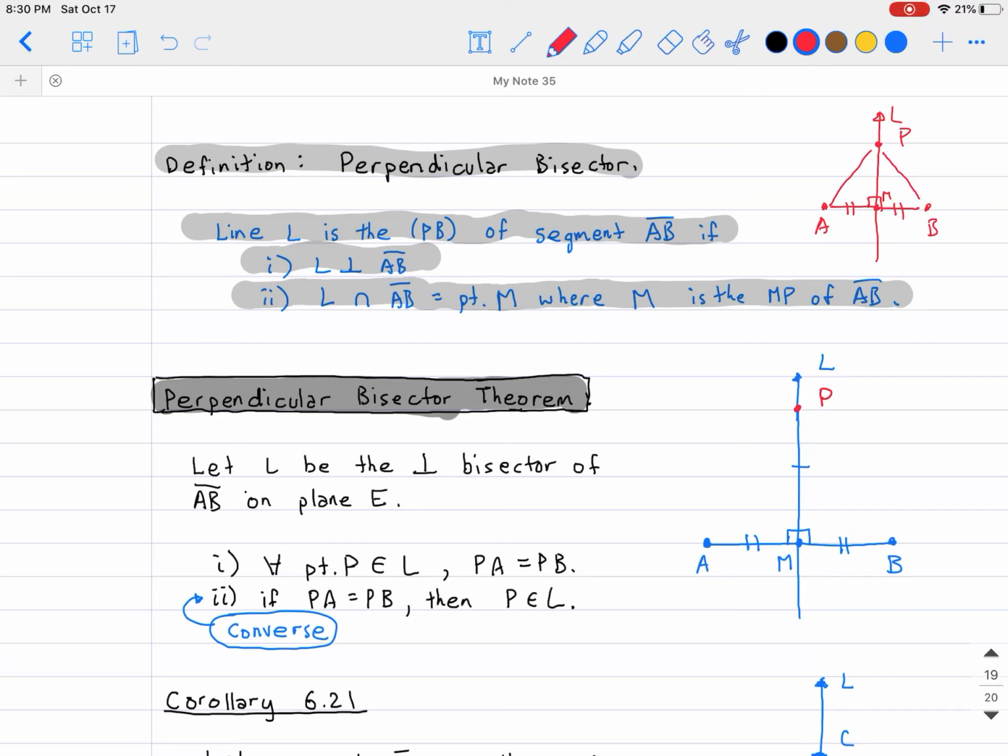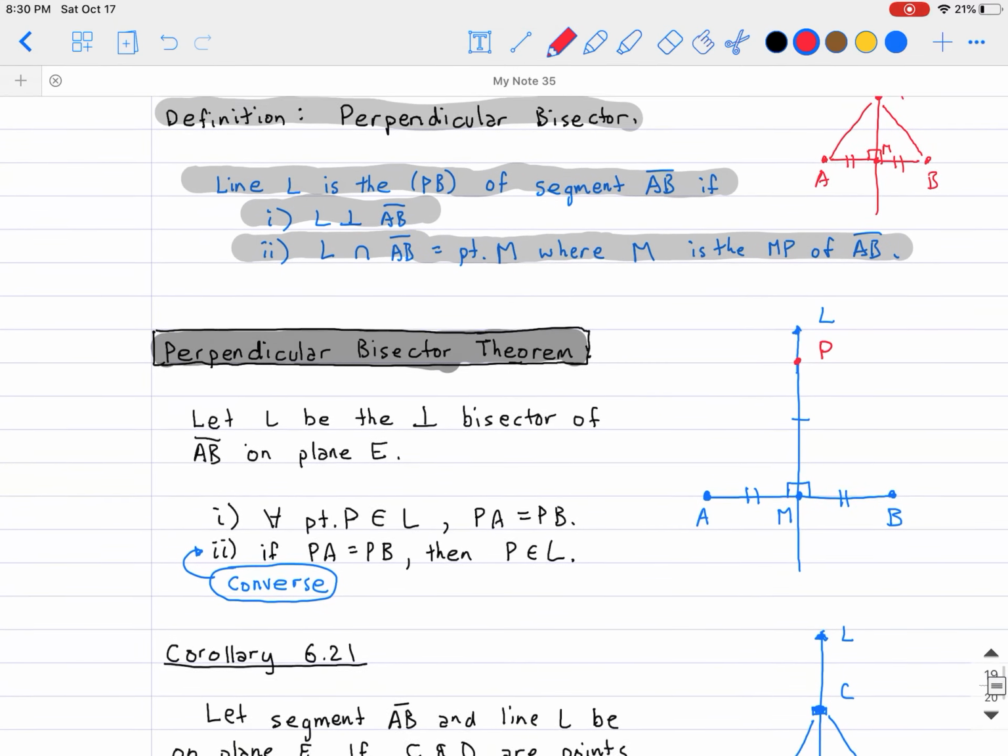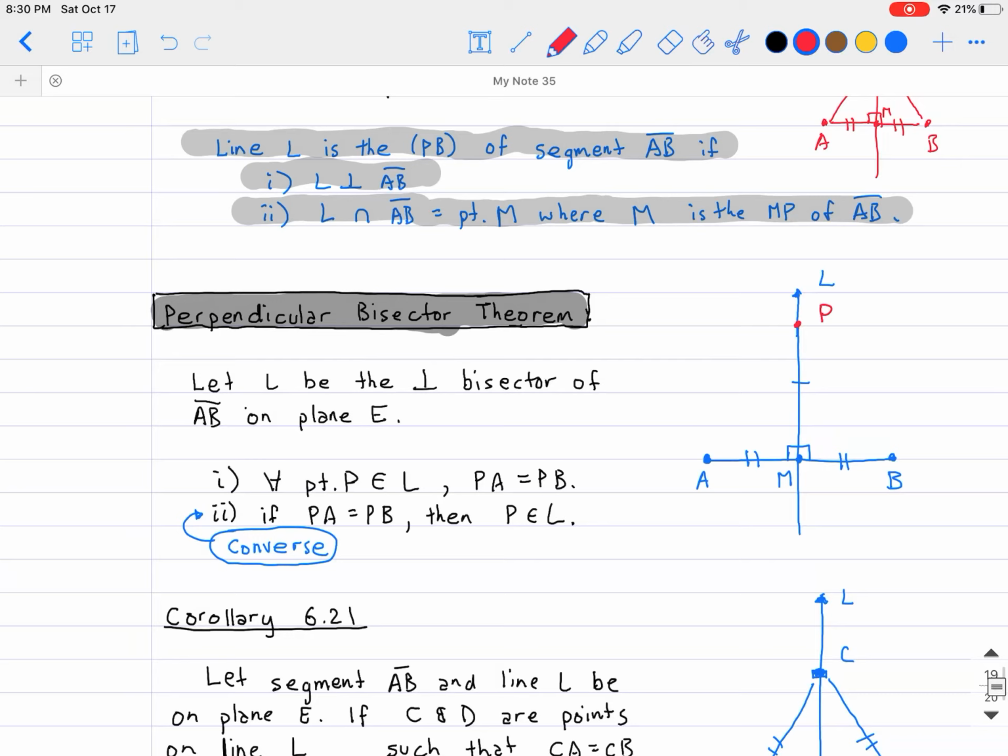Now, something really interesting that we might discover is that if I take any point on this perpendicular bisector, it definitely looks like it's equidistant to the endpoints over here. In fact, that is what is known as the perpendicular bisector theorem, and that's what we're going to look at right now. So here it is. Let L be the perpendicular bisector of AB on plane E, just as we said. Then the perpendicular bisector theorem says that for any point P that you pick on this line L, the perpendicular bisector, it is equidistant to the endpoints: PA equals PB. If I were to draw that out right here, hopefully you can see how the proof is actually going to work out.